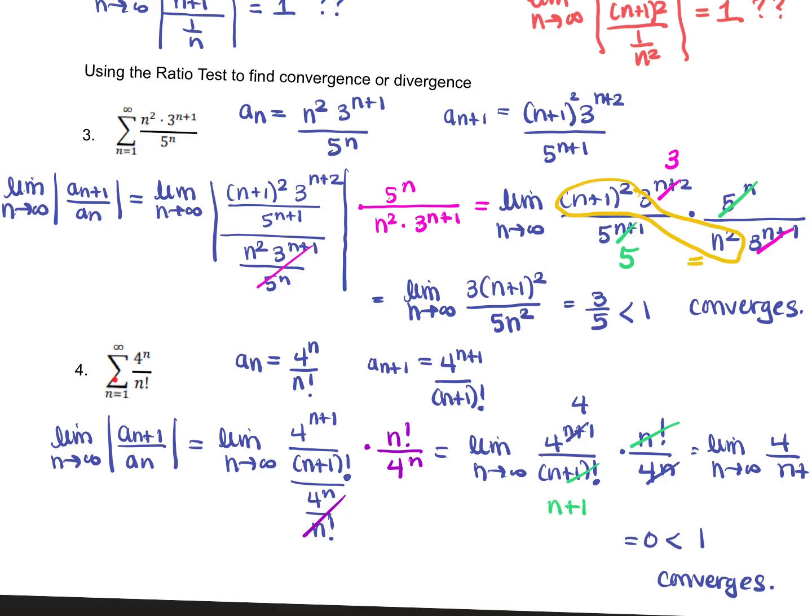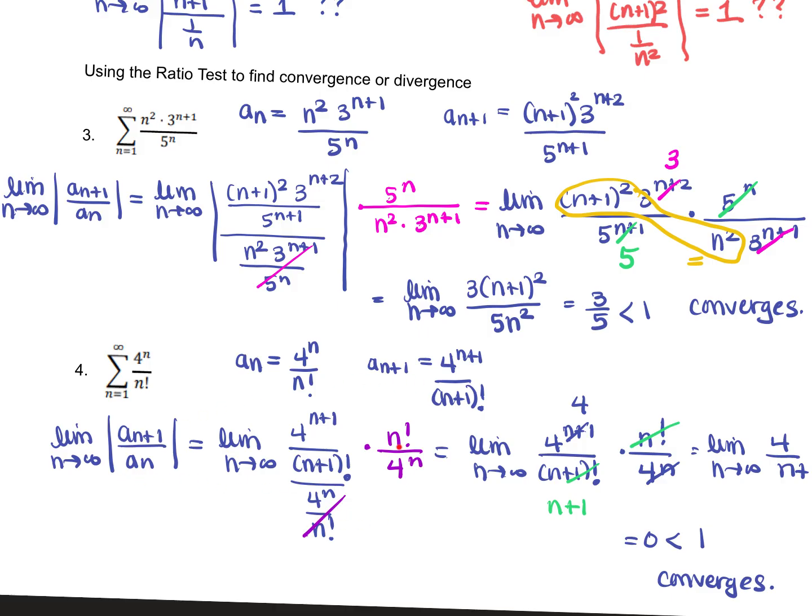Again, I think most of us can look at this and say, yeah, I think that converges because this factorial is going to grow so much faster than that 4 to the n. But that's not a test. We've got to actually have a test. So here, there's a_{n+1}. Take the limit of the ratio.